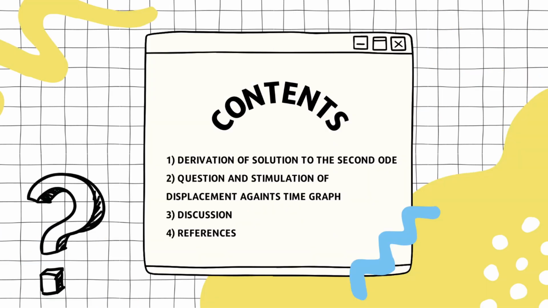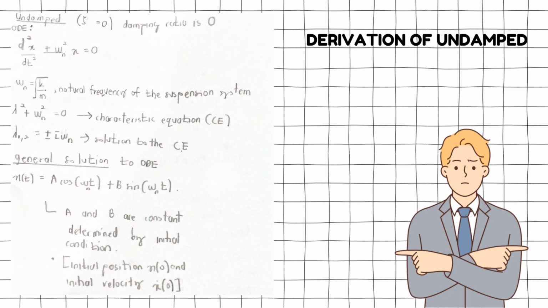These are the contents of our presentation. First, we have derivation of solution to the second order ODE. Second, we have question and simulation of displacement against time graph. Third, we have discussion, and last but not least, we have references. So, without wasting our time, let us talk about our derivation of undamped.